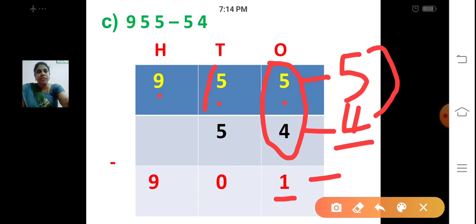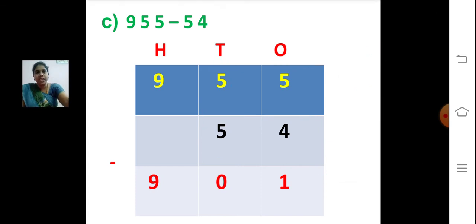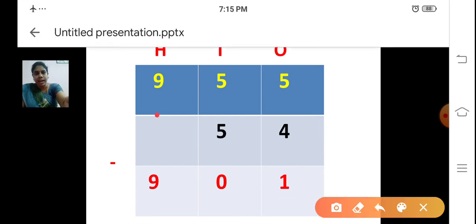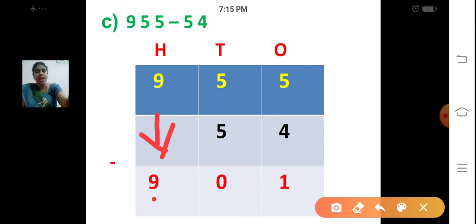Tens place. 5 tens minus 5 tens. 5 minus 5. When you subtract a number from itself, the answer is 0. 5 minus 5 is 0. Write it down. Now the next step, what is that? Bring down the hundreds place. Write it down, 9 here. So my answer is 901. When you subtract 955 minus 54, the answer is 901.